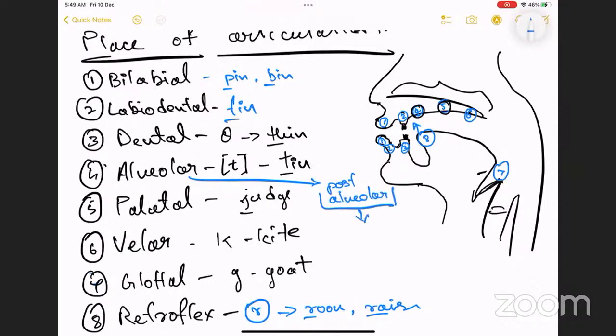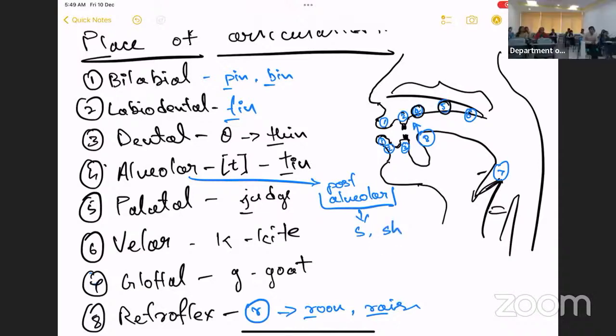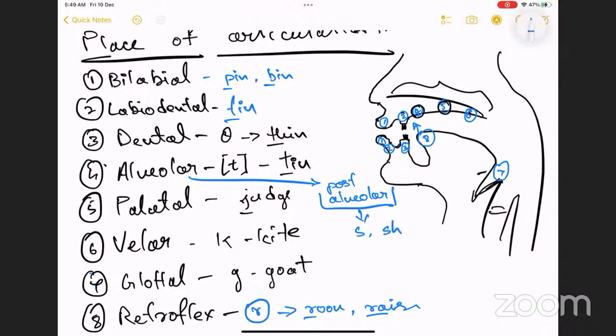Now, post-alveolar is for sa, sh. I'll put it in these terms itself, it's easier. These sounds will be post-alveolar. You have the alveolar ridge and a little behind. You cannot really call them palatal, and you cannot really call them alveolar, so they just give it a name called post-alveolar. It's a little difficult to distinguish, but if you concentrate, you can find out at one point.